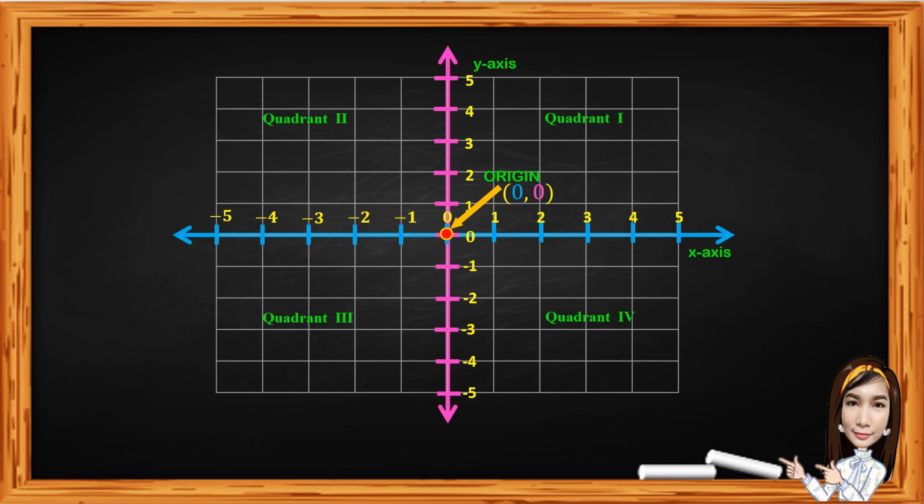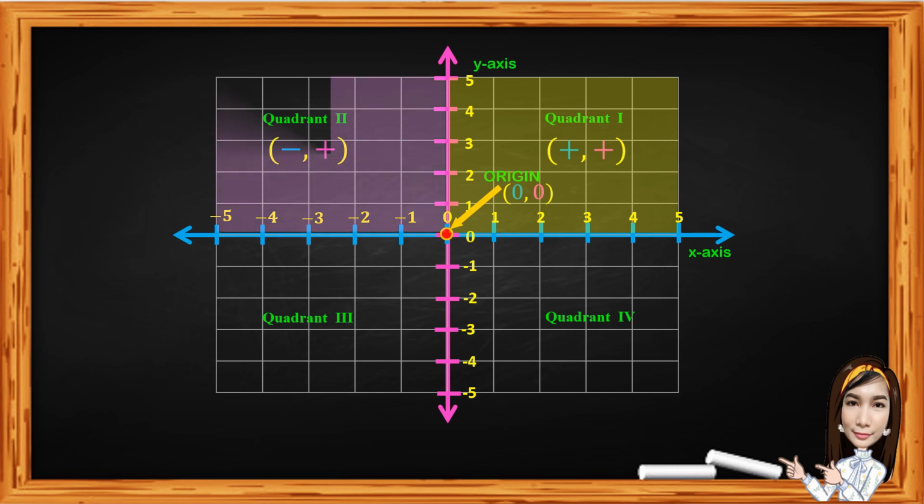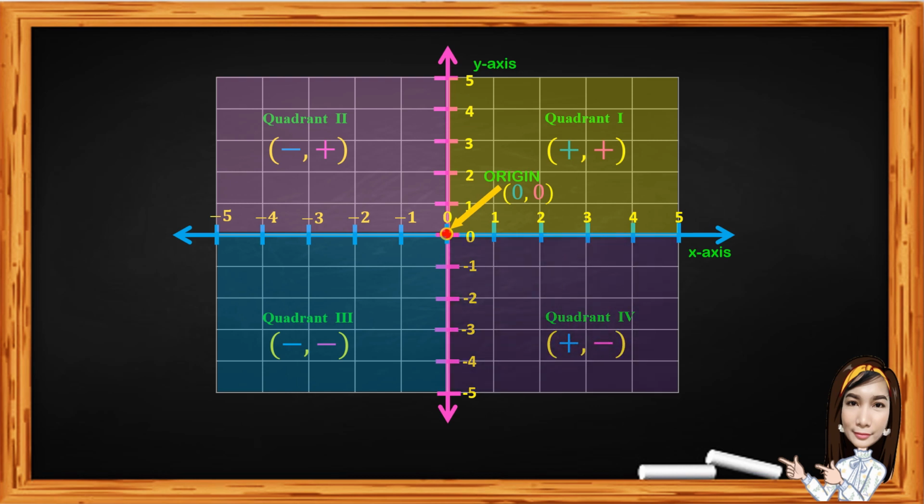The sign of the coordinates tells us the quadrant in which a point lies. For points located in quadrant 1, both coordinates are positive. A point in quadrant 2 has a negative x-coordinate and a positive y-coordinate. Every point in quadrant 3 has both negative coordinates. A point in quadrant 4 has a positive x-coordinate and a negative y-coordinate.